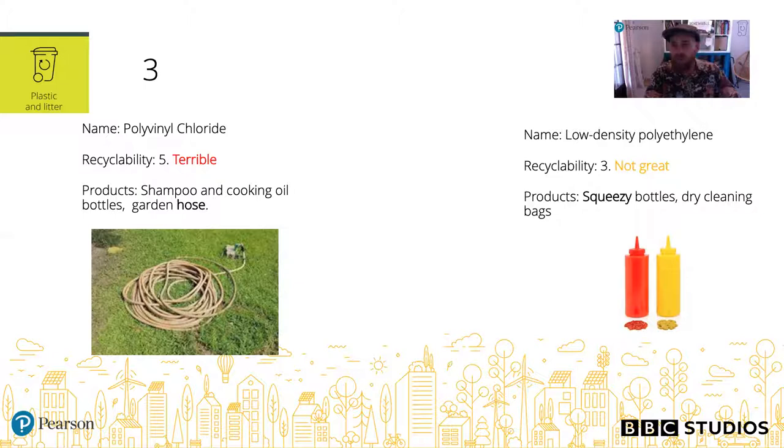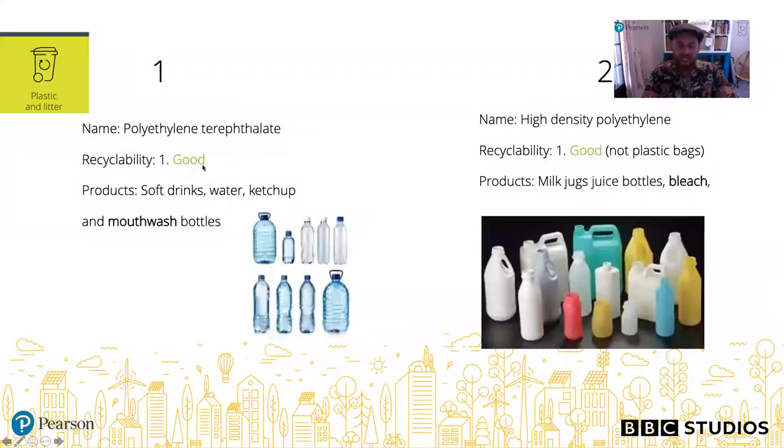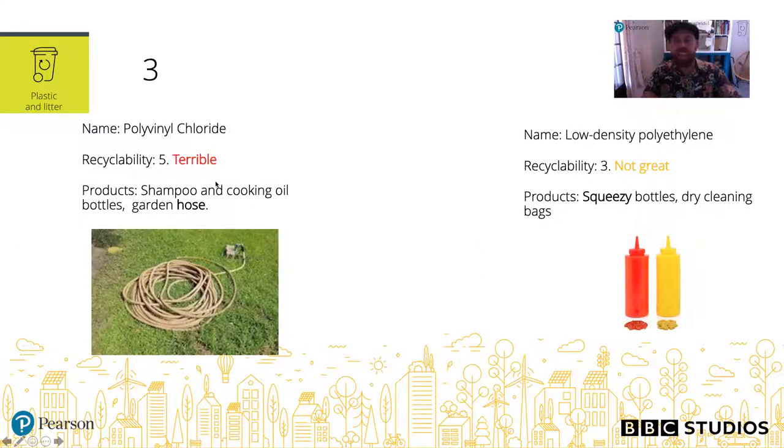Shampoo bottles, cooking oil bottles, they tend to be very bad at being recycled. You can also get PVC clothing, you know, the really tight things that look like tight leather trousers and stuff like that. That's all PVC. Not great to recycle. In fact, it's less than not great. It's absolutely terrible. So number three, can't really recycle it.